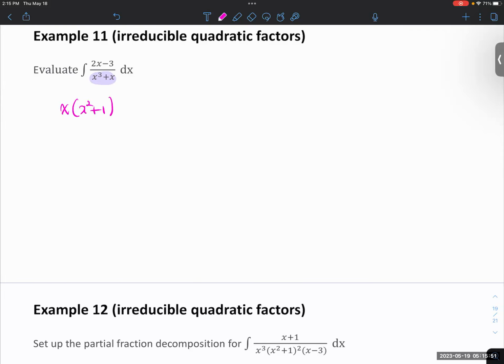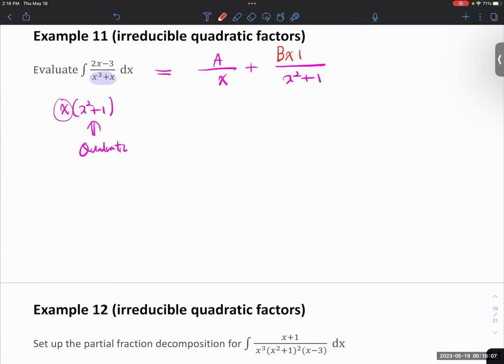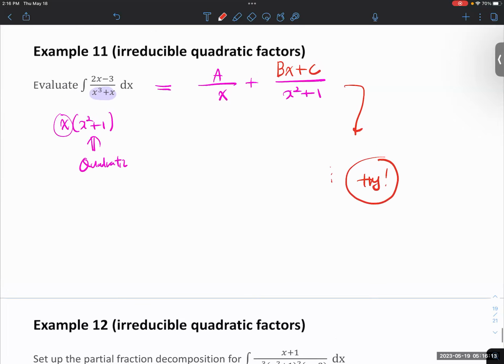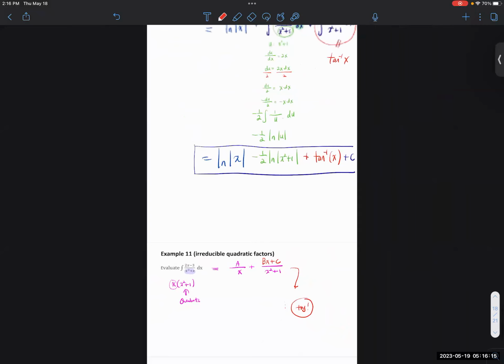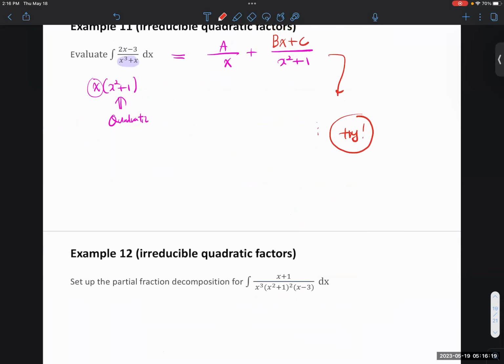Nothing is repeated, but I see a quadratic. So it'll be A over x, right? And then plus something over x squared plus 1. But this is a quadratic, so don't forget that. Reduce to Bx plus C. Then you're going to do the rest of the work. Try it. It's the same question. Questions 11 and 10 are very similar, so you can practice one more time.